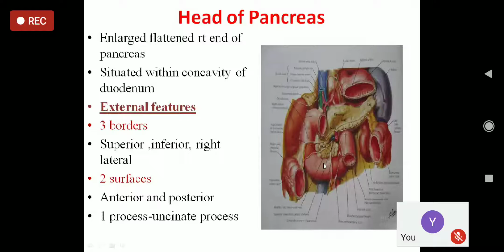And one process is there in the head, that is the uncinate process. So here we can see, if we follow the head, something like a comma-shaped structure, that is the uncinate process, which is in relation to the superior aspect of the third part of the duodenum. So head is this.